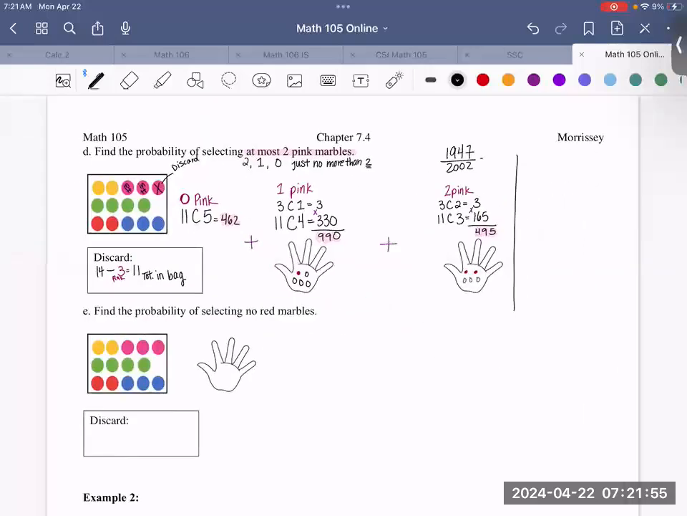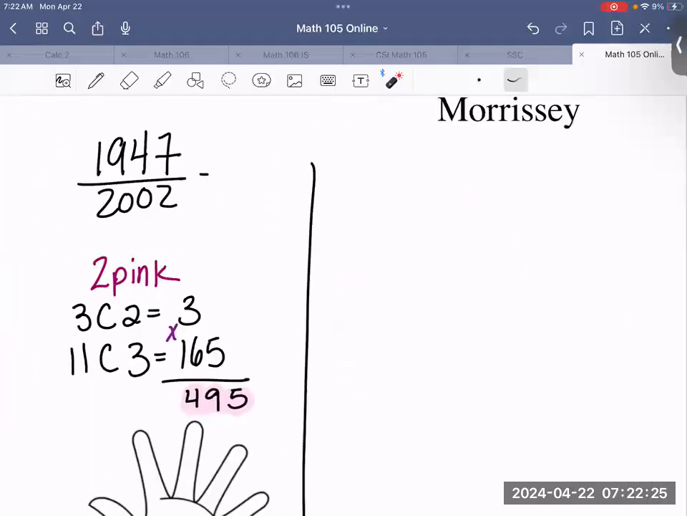Okay, so now that takes a lot of work. So instead, can we do something else that we kind of touched upon in chapter 7.2 and again in 7.3, right? If we can negate that fact, if we can find the event that we don't want, and then subtract it out from your total, right? So at most 2 pinks means just no more than 2.